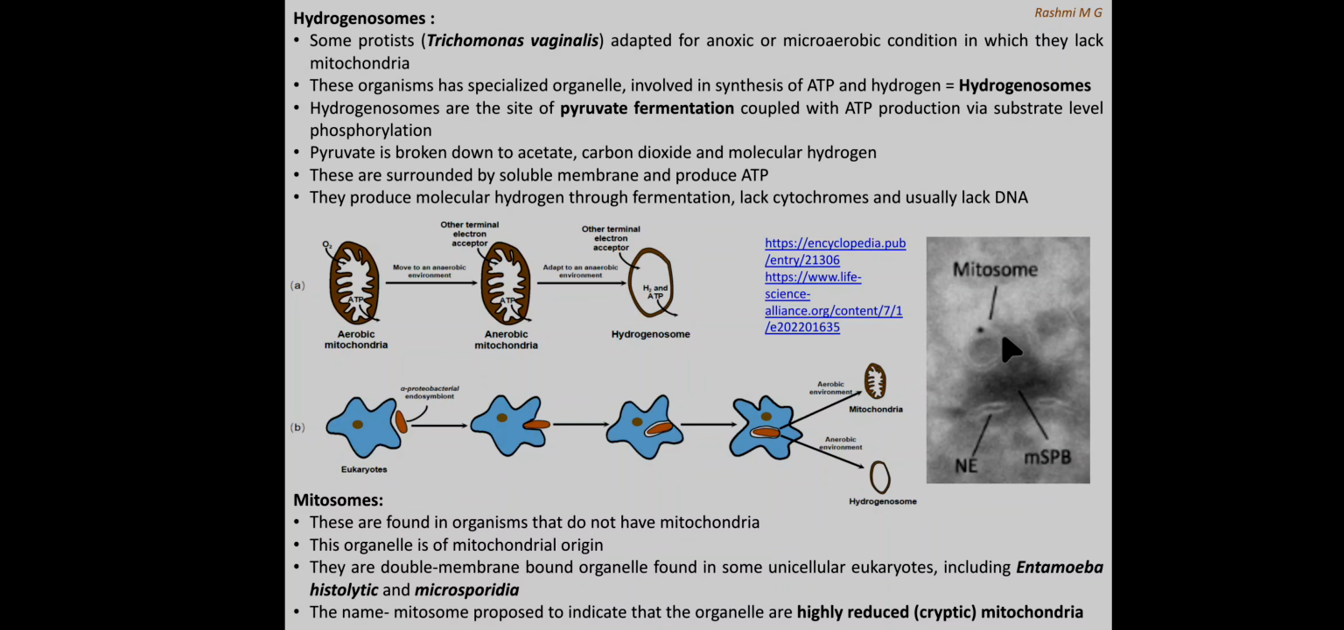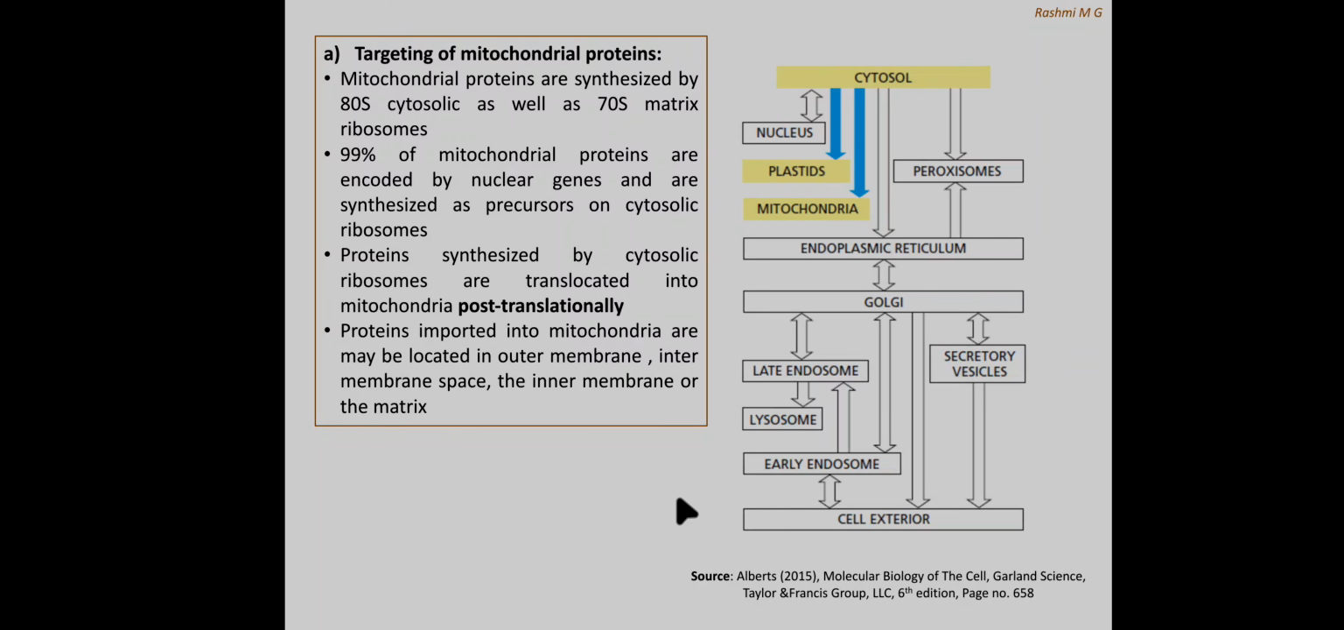We discussed the mitosome also. These are found in organisms that do not have mitochondria. It is termed highly reduced or cryptic mitochondria. It is present in unicellular eukaryotes, such as Entamoeba histolytica and microsporidia. So till this we had discussed in our previous class.